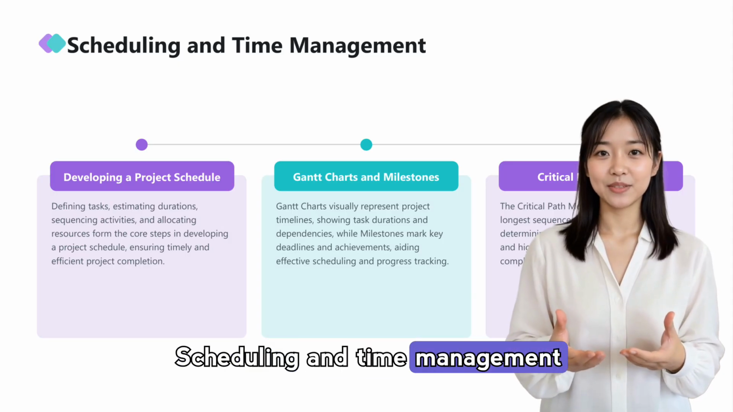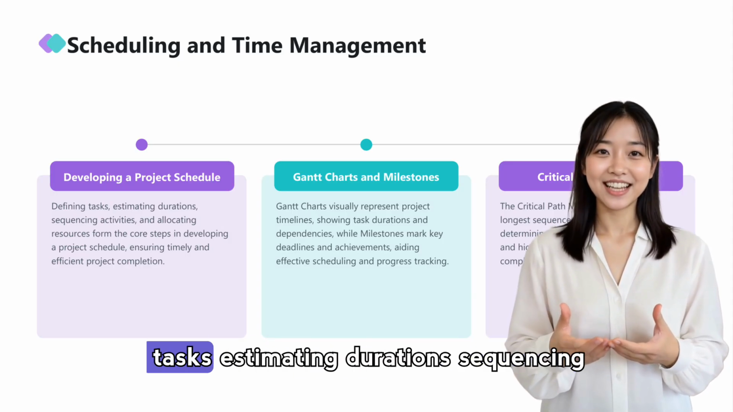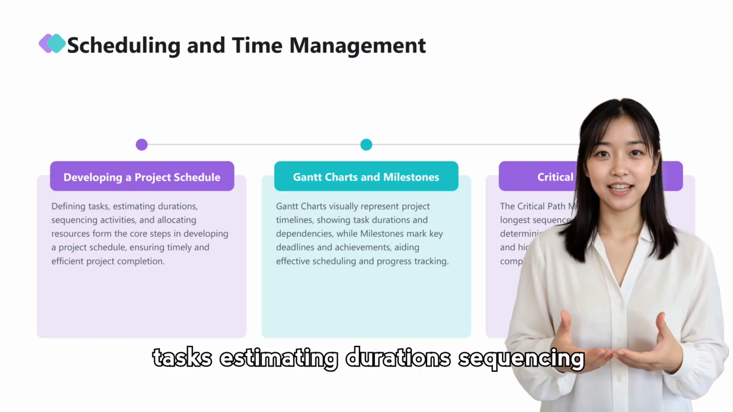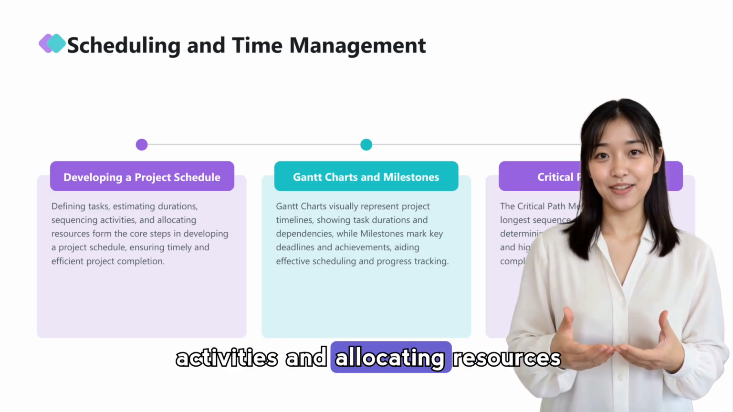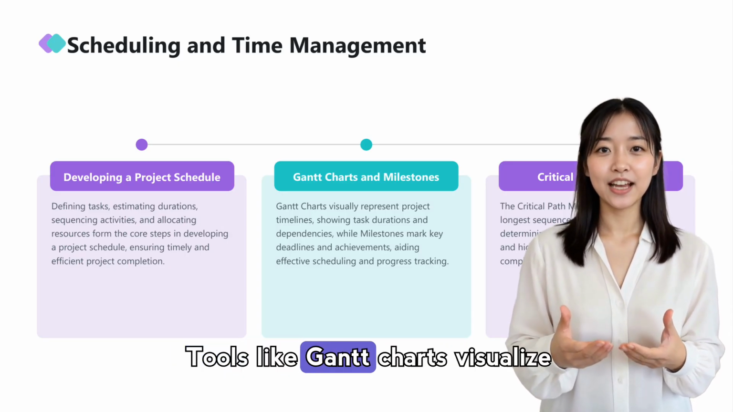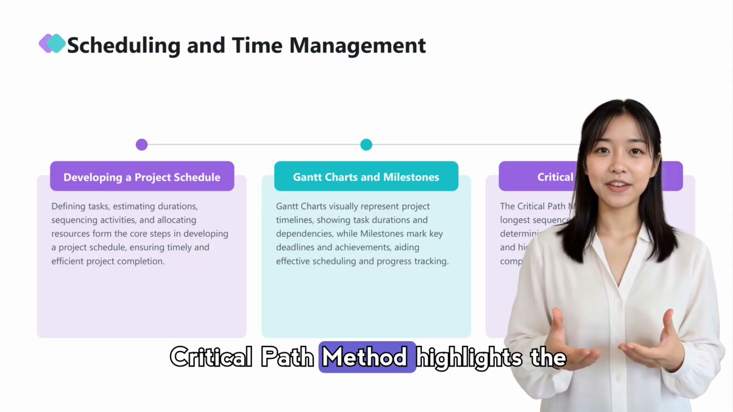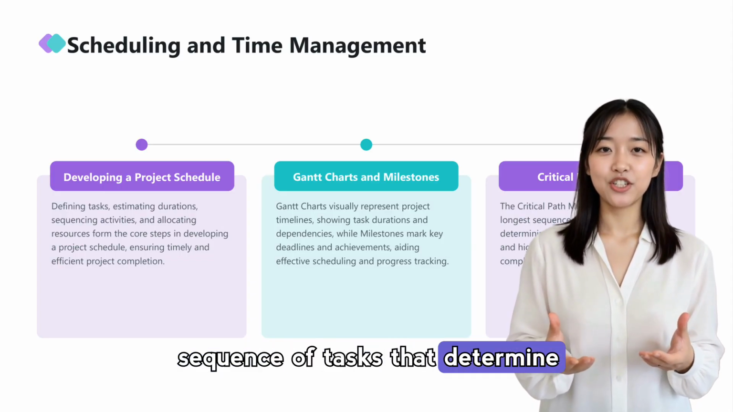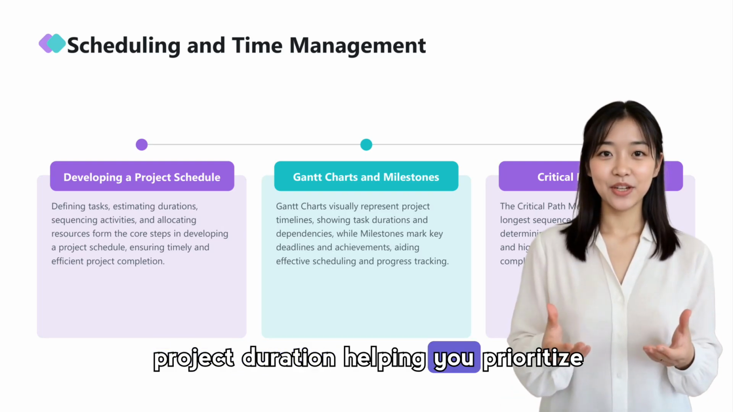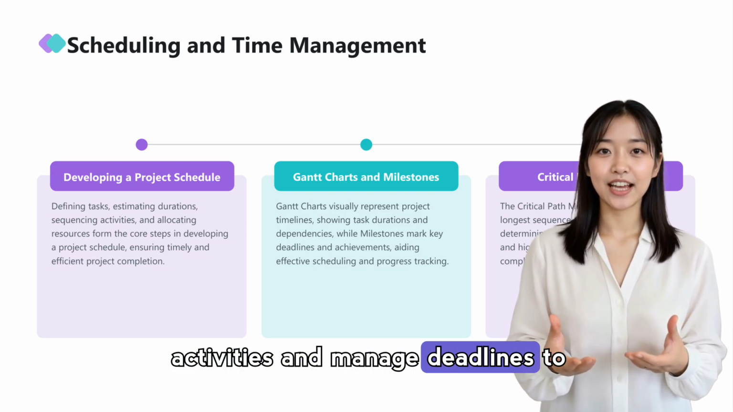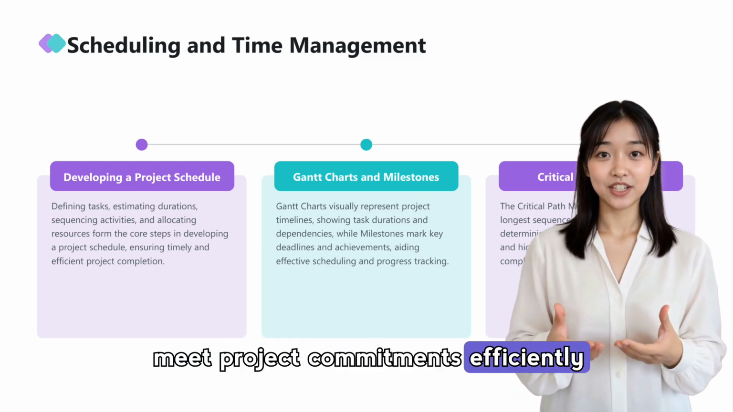Scheduling and time management bring the plan to life by identifying tasks, estimating durations, sequencing activities, and allocating resources. Tools like Gantt charts visualize timelines and milestones, while the critical path method highlights the sequence of tasks that determine project duration, helping you prioritize activities and manage deadlines to meet project commitments efficiently.